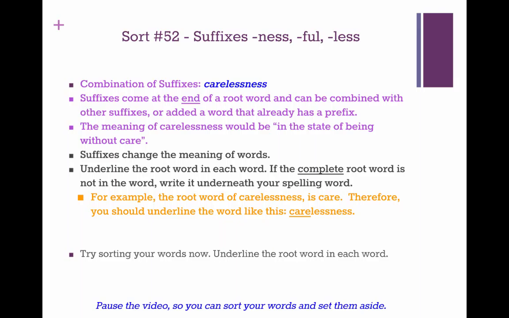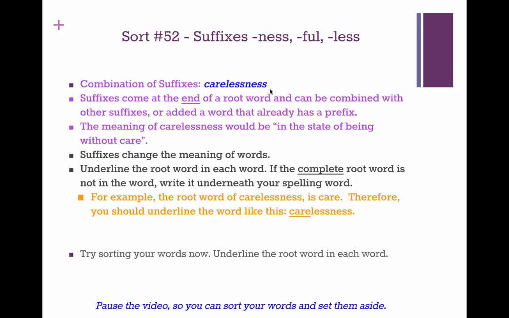All right, and last we have the combination of suffixes, such as the word carelessness. Suffixes come at the end of a root word and can be combined with other suffixes or added to a word that already has a prefix. The meaning of carelessness would be in the state of being without care. So you would think of careless, that would be without care, and then ness, you would have the state of.